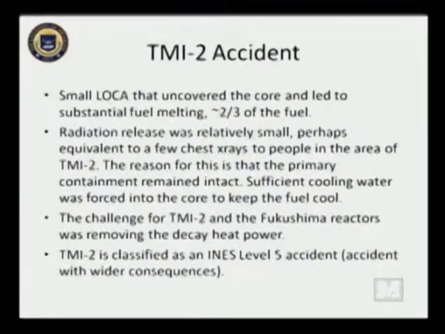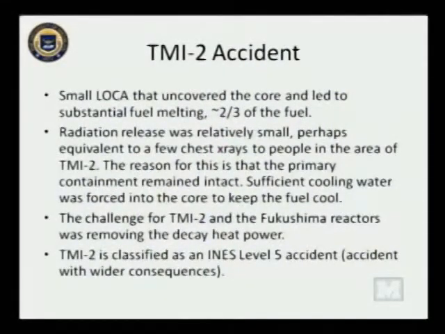And so in the case of 3 Mile Island, it's a relatively minor release of radiation. There was a release, but it's relatively minor, equivalent to a couple of chest x-rays. And the key was sufficient cooling water was forced into the core to keep the fuel cool. That was the key. And that's the key now for Fukushima. The challenge for TMI-2 and the Fukushima reactors was removing the decay heat power.